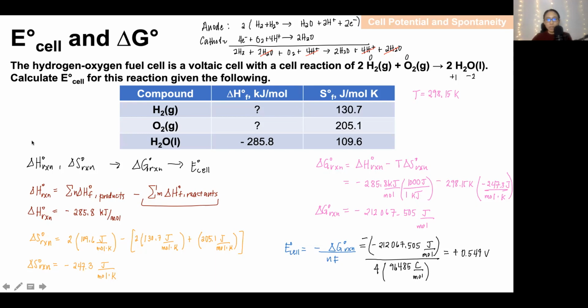Okay, so see there, I got a negative answer, but we know that it should be positive because the cell is described as a voltaic cell. So going back, I saw that I missed that negative sign in the reaction. Okay, so that's how we always check our final answer if it makes sense. So we get a standard cell potential of positive 0.549 volt. Okay, it's positive because it's a voltaic cell.